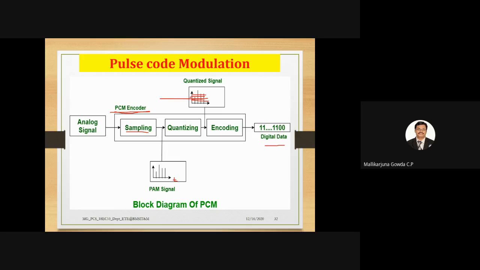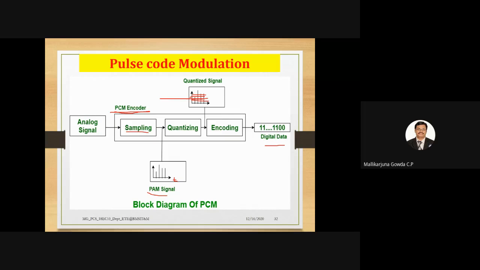Hope this point is clear. So when I do the sampling, I get the PAM signal. You all know that, right? Means when I discretize the signal in time, I get PAM. Then I do the quantization, means I'm going to discretize the signal in amplitude, right? Then I do the encoding, means each represented level will be represented by some number. That number will be encoded by a binary pulse. In that way, I get the digital data.